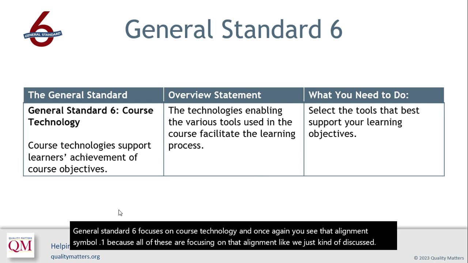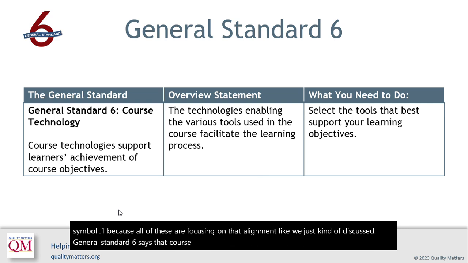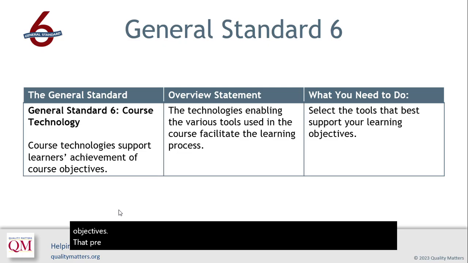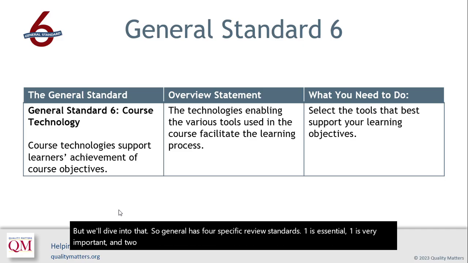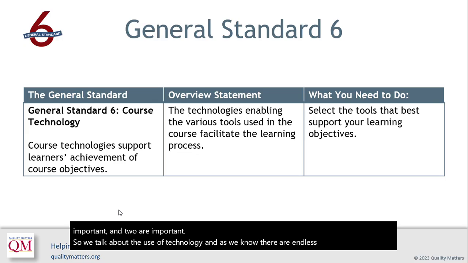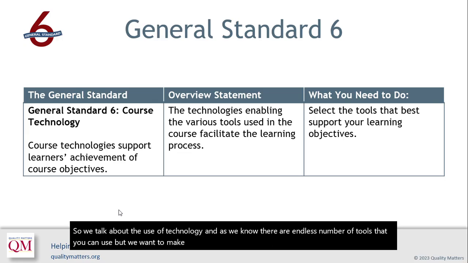So General Standard 6 has 4 specific review standards. 1 is essential, 1 is very important, and 2 are important. So we talk about the use of technology. And as we know, there is an endless number of tools that you can use, but we want to make sure we're picking ones that are well suited for online delivery and maybe used in online and hybrid courses.